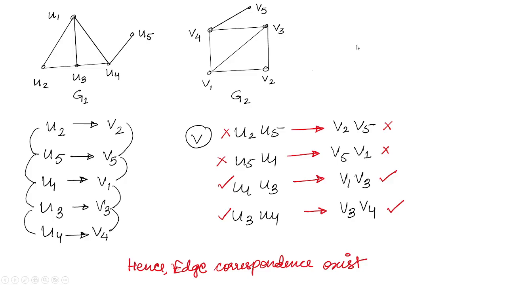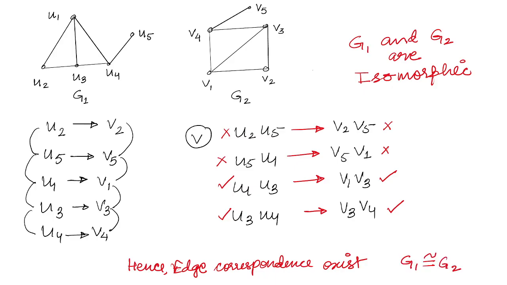So what we have done? Edge correspondence also exists. So G1 and G2, they are isomorphic. Isomorphism is represented with the same sign that we use for congruency. So congruency and isomorphism have the same symbols. So G1 is isomorphic to G2. That is how we represent it.